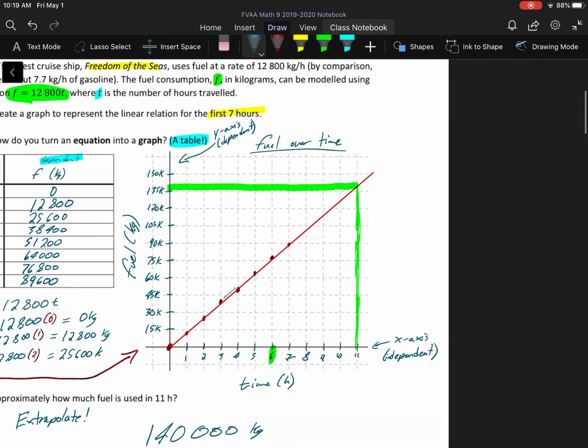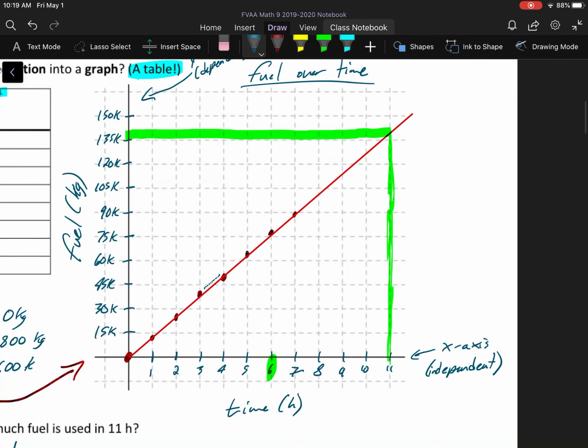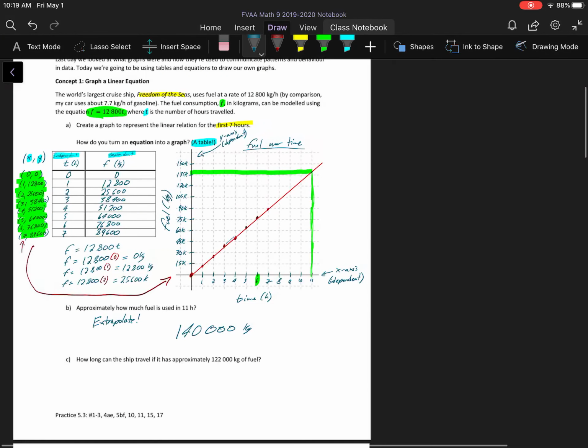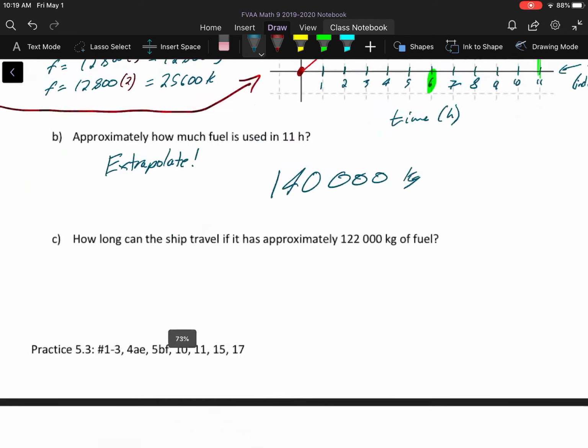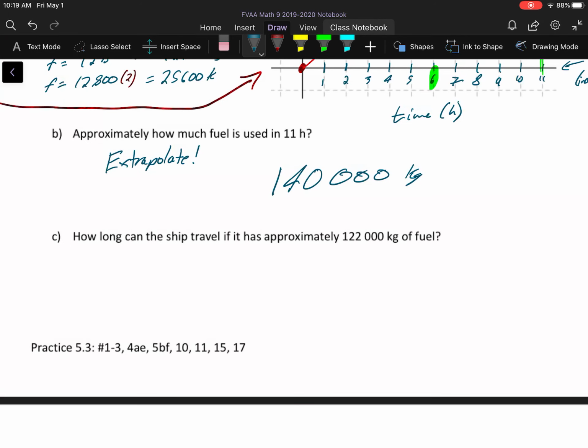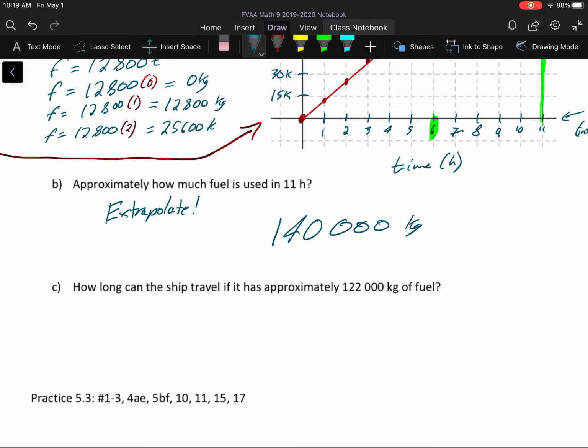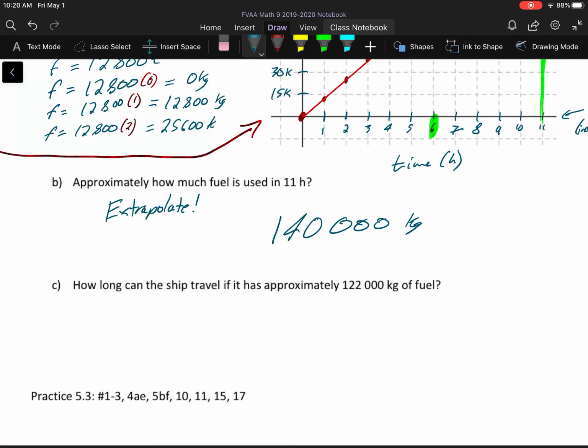Now, is it a fair assumption for me to extend this line straight? If the gas consumption for the first 7 hours is like that, will it be pretty much the same from hour 7 to hour 11? Yeah, it's a fairly safe assumption. Even if he has to stop for gas, once he starts up again, the fuel consumption is going to be pretty constant. So it's a fair assumption for me to extend that line.